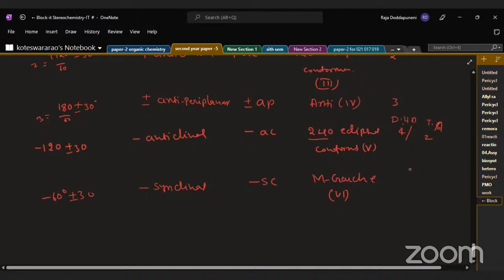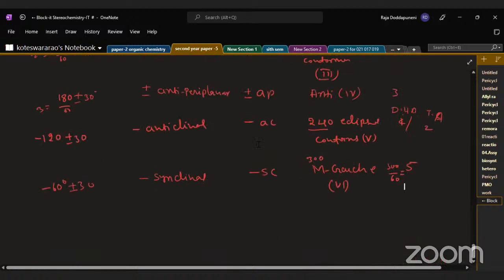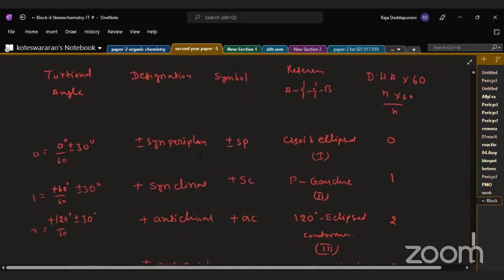Right now, it is a multiple of 5, because here 240 plus 300 degrees. This is the 300 dihedral angle rotation. Now 300 divided by 60 is 5. Now this table clearly explains which one is the cissoid eclipse.